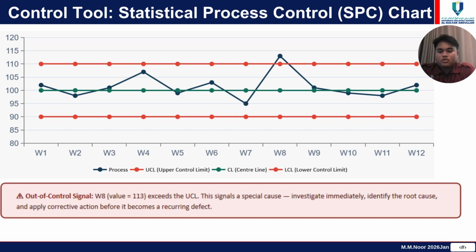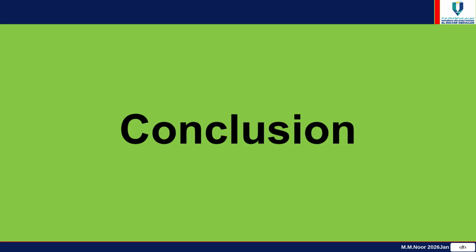It alerts the process owner that a special cause variation has occurred. Instead of waiting for a month of bad product to accumulate, the team can investigate immediately, identify the root cause, and apply a correction before a massive batch of defects is produced.